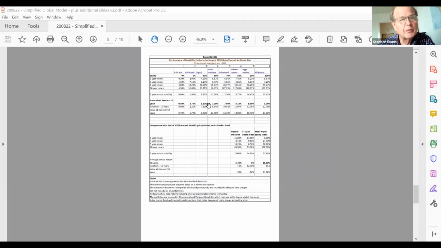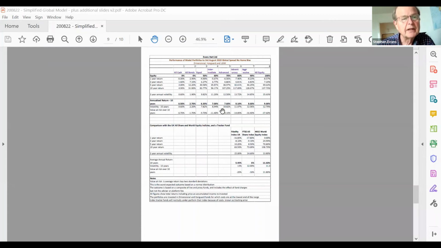This is a monthly report, which shows the overall returns over 1, 3, 5, and 10 years for our standard portfolios. For example, the 60-40 share to bond portfolio over 10 years to, in this case, the 3rd of August, has given an annual return of 7% per annum. That's after fund costs, but before advisor fee or platform fee. But that's an average, the average return over 10 years.